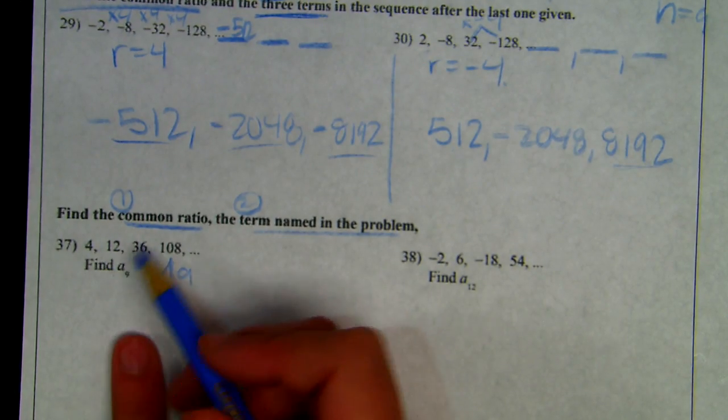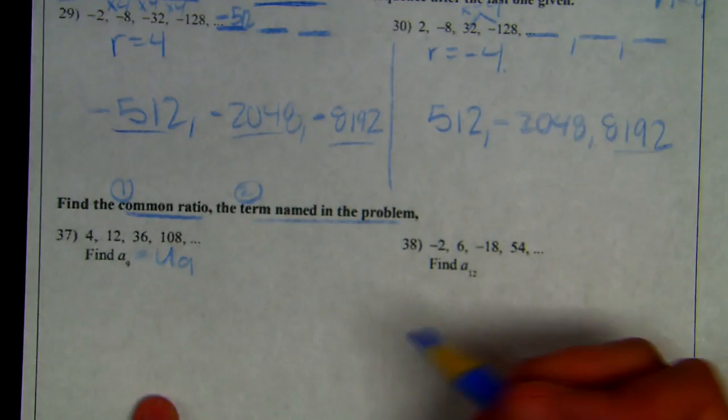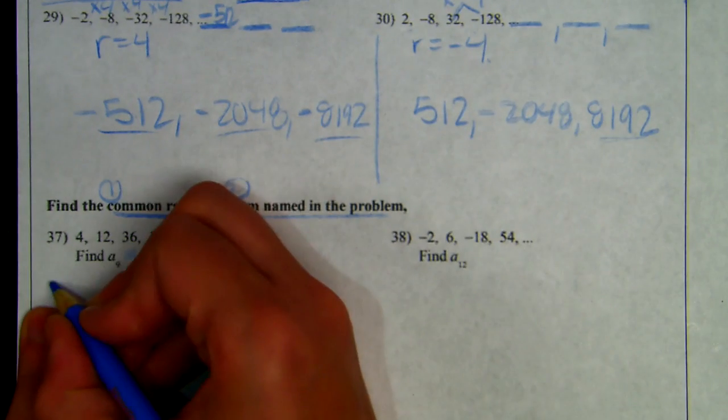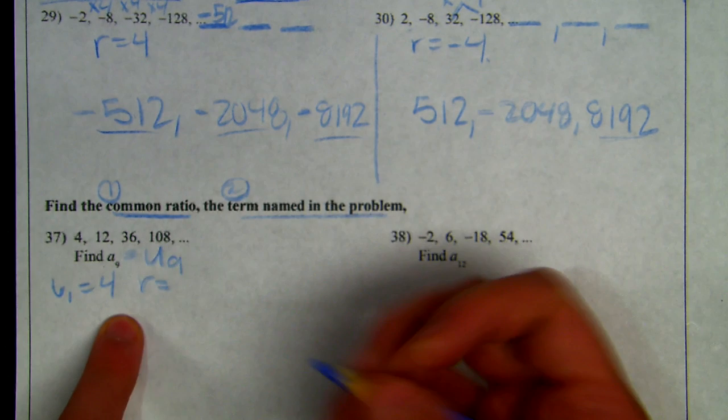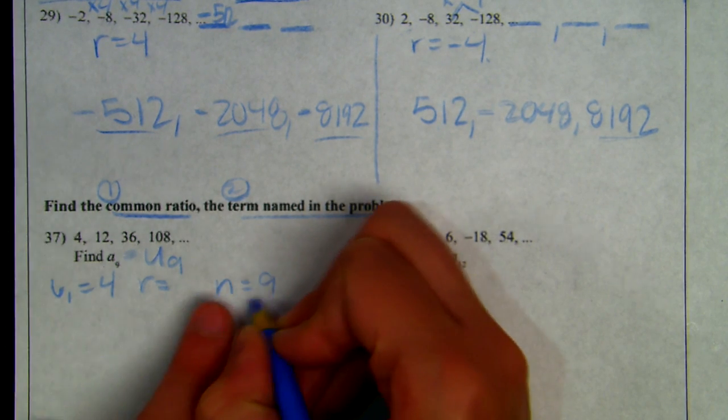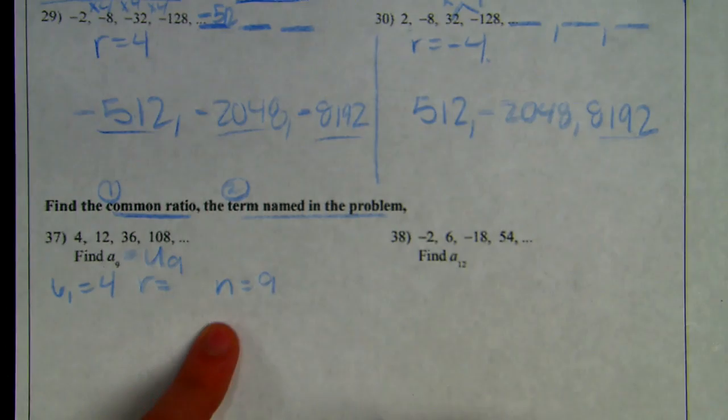So here, A9 just means we're looking for the 9th term. So if I'm starting here, I know for my formula, I'm going to need my first term, which is 4, my common ratio, which I'll calculate in a second, and my n is going to be 9 because I'm looking for the 9th term.